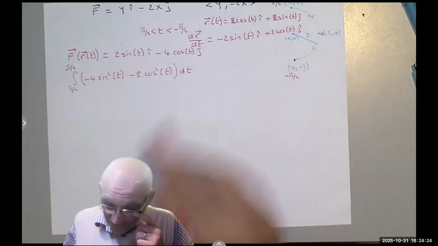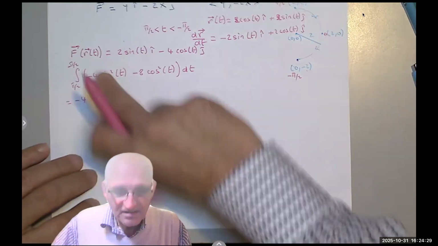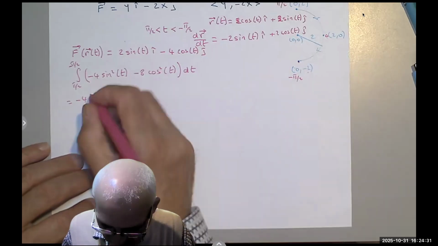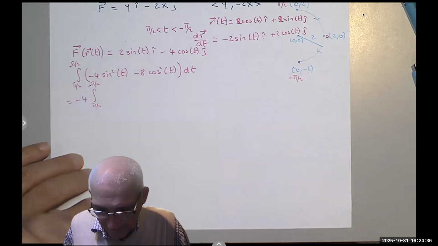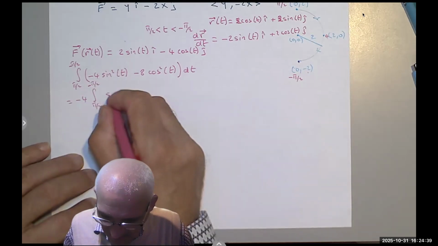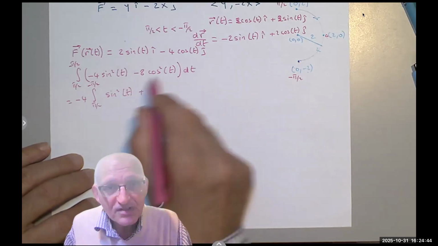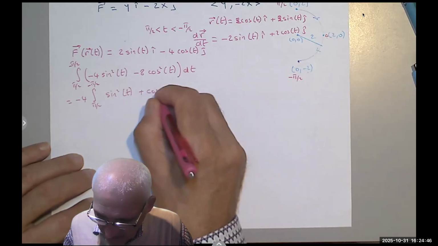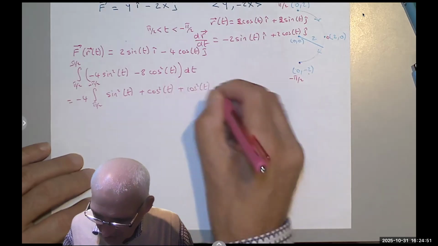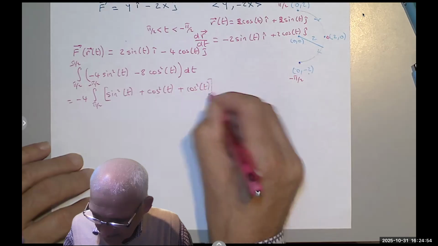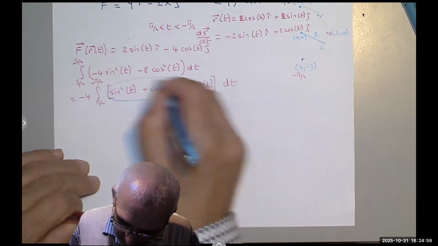I can take negative 4 as a common factor outside. In fact, I can make it 4 and switch the limits of integration. It really doesn't matter. Let's leave it. Here I get sine squared t plus 2 cosine squared t, but I'm going to write it as sine squared t plus cosine squared t plus cosine squared t. And of course, you know why I did that. Because these two add up to 1.